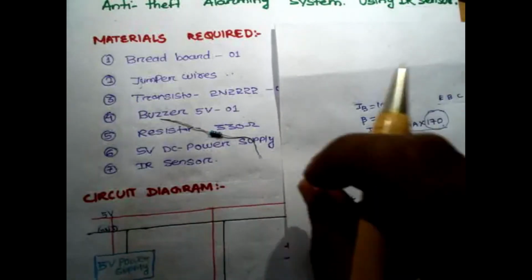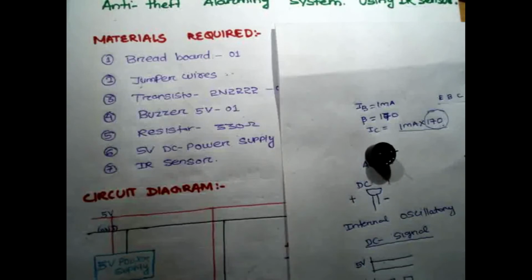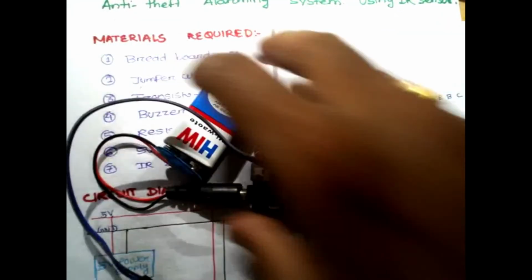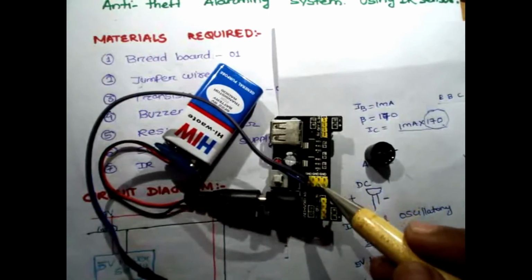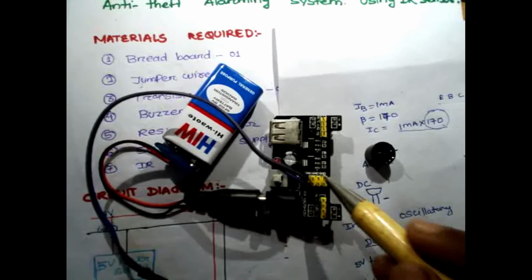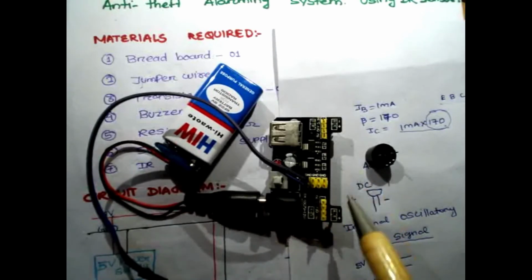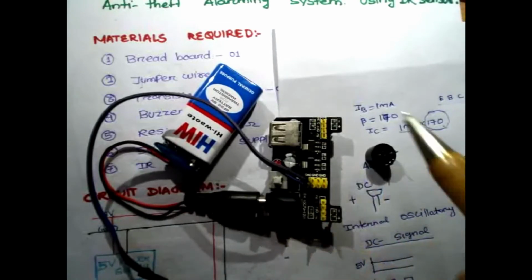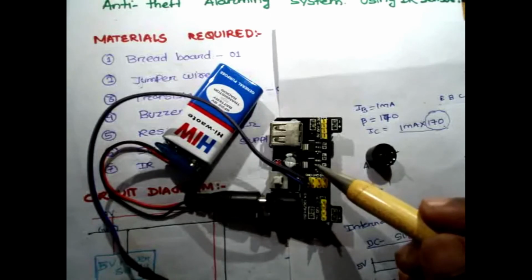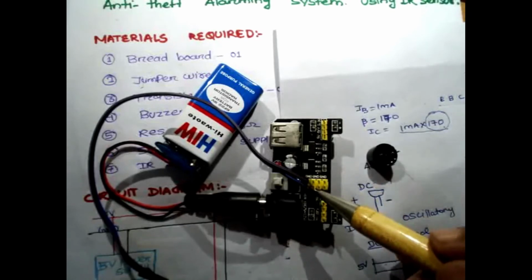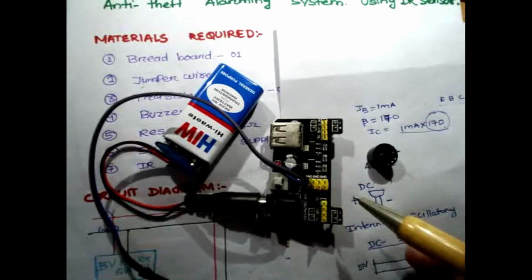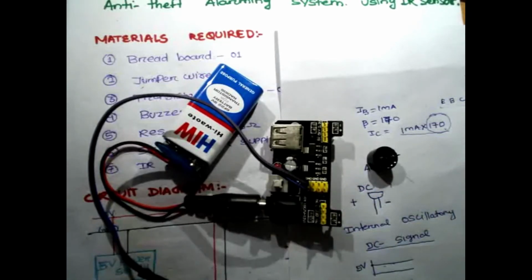Next is our 5 volt DC supply. I have already discussed several times in my previous demos regarding this 5 volt power supply, how I am fetching the 5 volt from these 2 terminals. This is 5 volt, this is 0. This is a supply unit, you can see, a regulator. This regulator converts 9 volt into 5 volt. I am fetching this 5 volt from these 2 terminals. For details, you can see my previous videos.